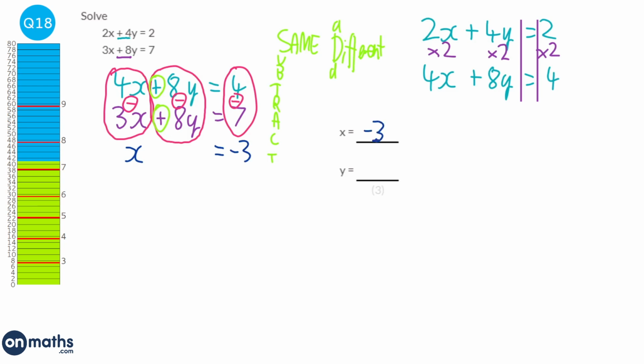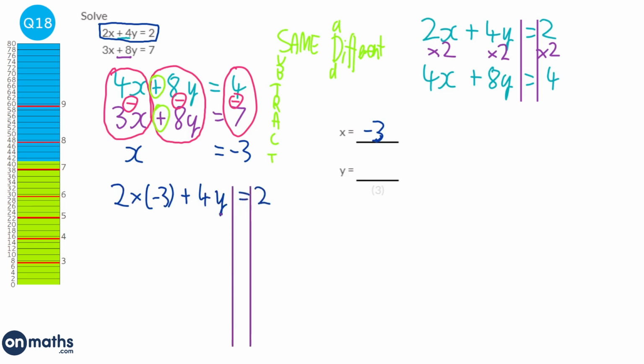Now we can't stop there because we need to find out what y is. So we substitute in the value of x, which is minus 3, into our first equation. So 2 times minus 3 plus 4y equals 2. We get our lines in to be able to solve it. So the first thing I'm going to do, well, 2 times minus 3 is minus 6. So we're going to add 6 both sides.